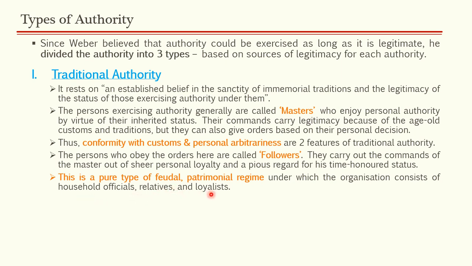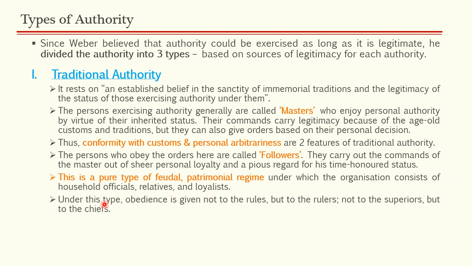So whatever organization exists under traditional authority, this organization consists of people who are household officials, relatives, and loyalists, because the leader is nothing but one who is based on age-old traditions and customs. So there will be no merit system in appointing the people of an organization, right? A person who is a king, who is a patrimonial king, will have people working for him who are household relatives and officials and loyalists. So this is nothing but traditional authority.